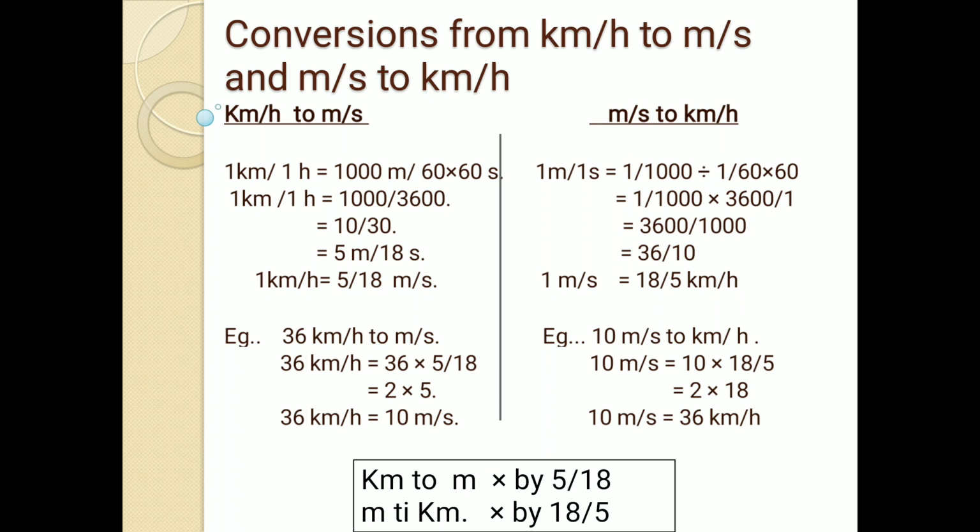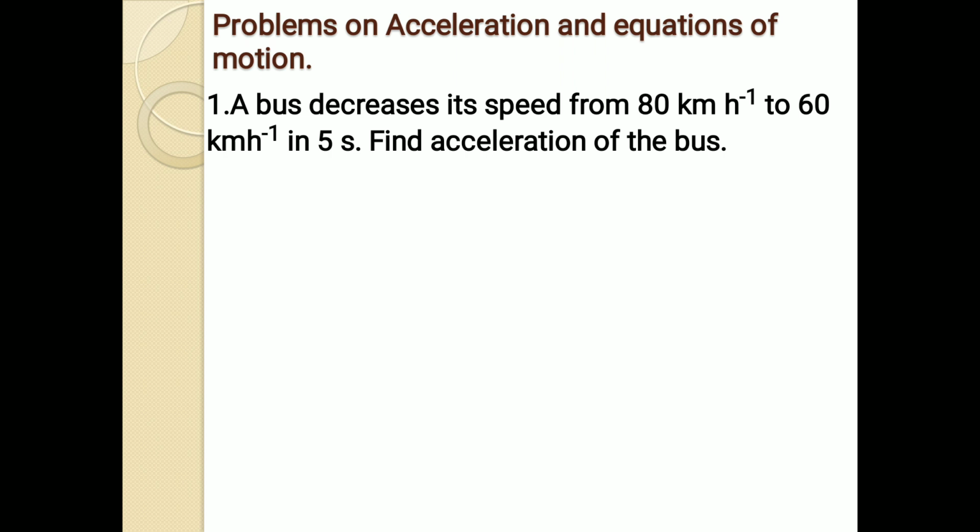So next we'll start doing the sums. So this is the first one, problems on acceleration and equation of motion. This is the first sum. Listen carefully. A bus decreases its speed from 80 km per hour to 60 km per hour in 5 seconds. Find the acceleration of the bus. So we have to find out the acceleration of the bus.